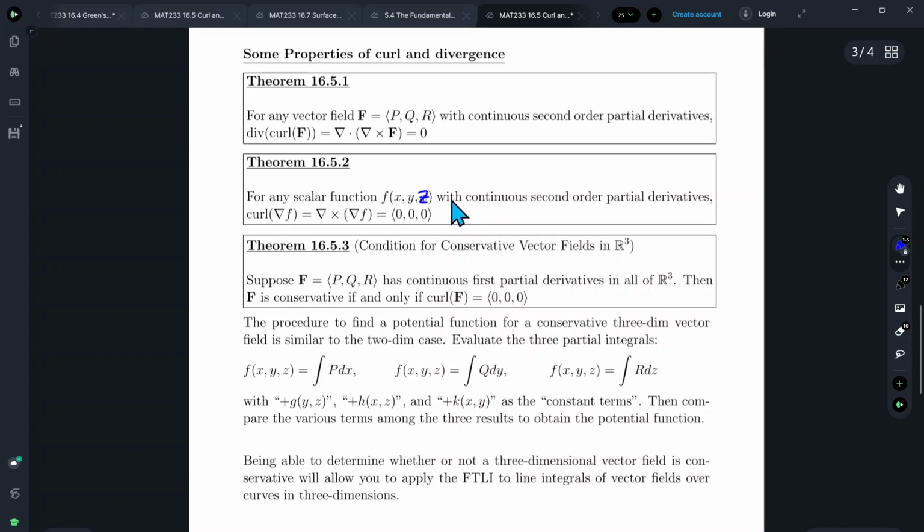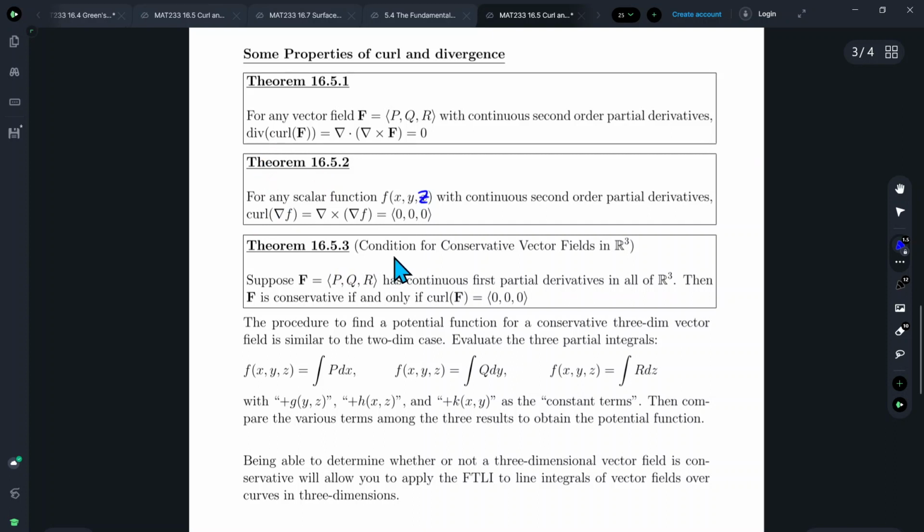So for any scalar function, again with continuous second order partial derivatives, so that the mixed partials are all the same, it doesn't matter which order you calculate them in. So here, again, you calculate inside out. So inside is the gradient. So if you first calculate the gradient of a function and then calculate the curl of the result, then this is always equal to the 0 vector. So you have this relationship between the gradient, the curl, and the divergence.